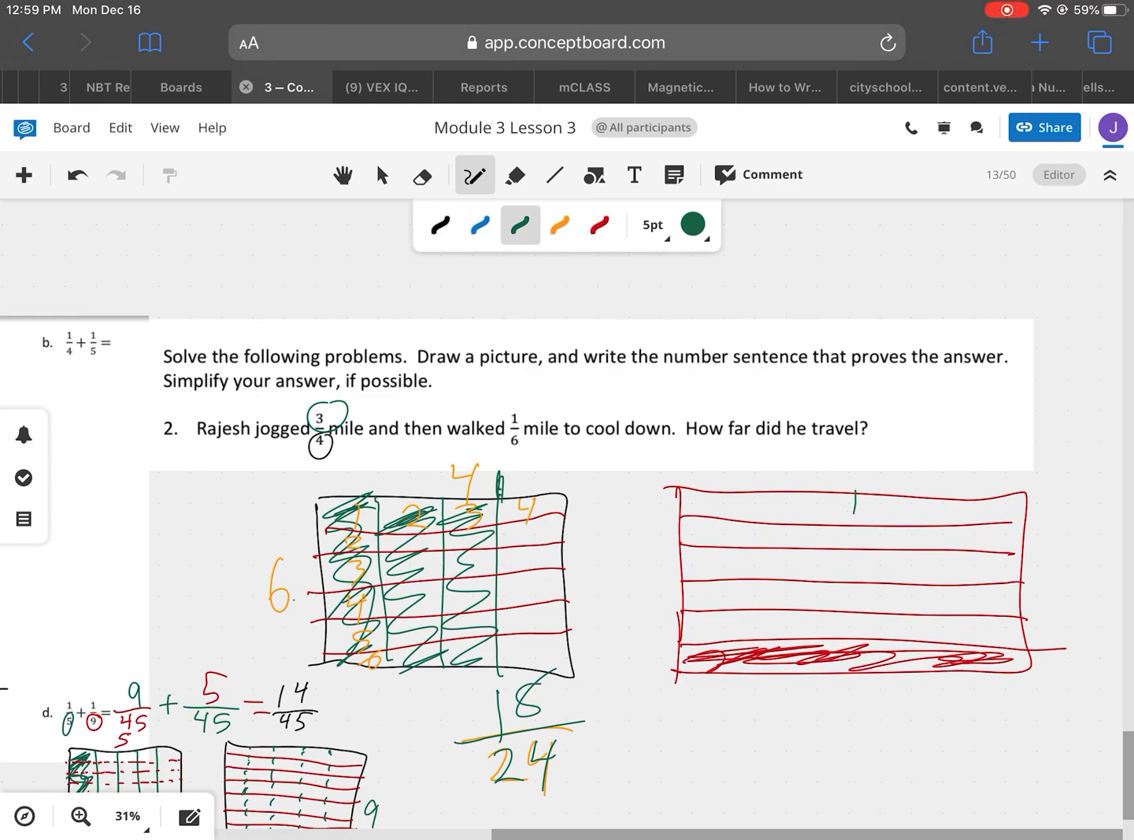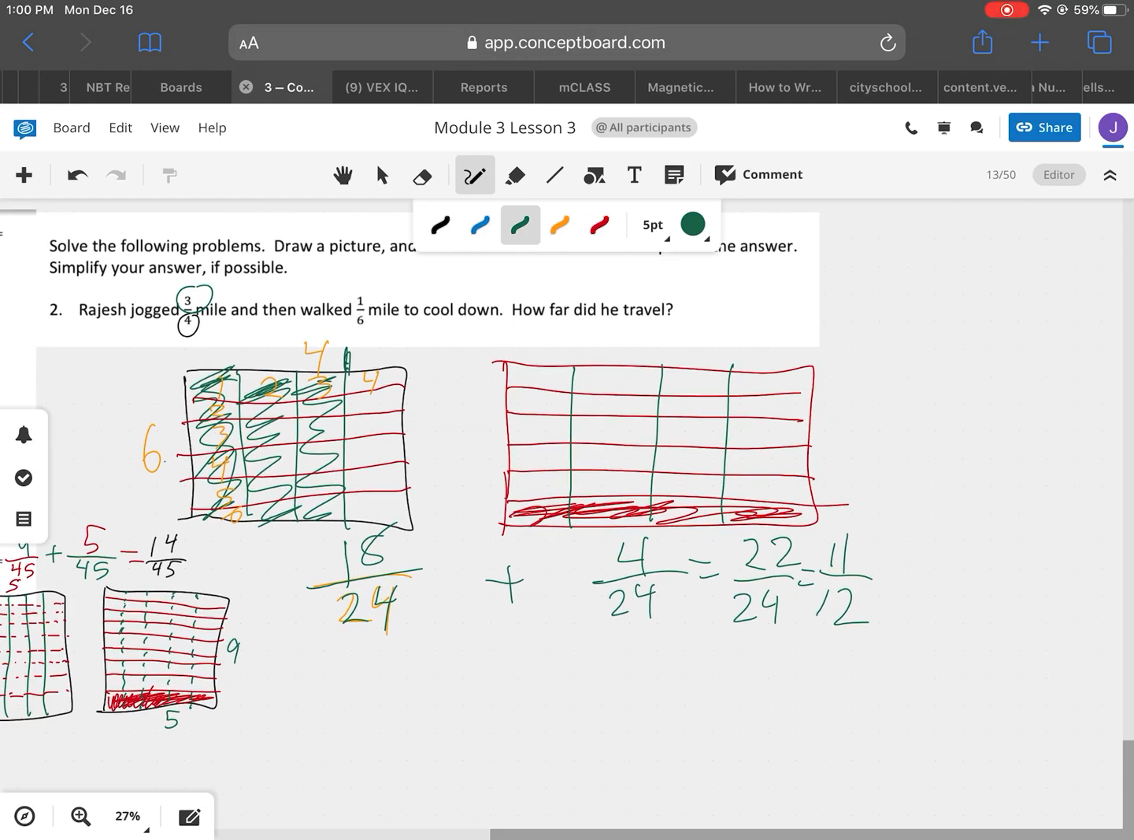Okay, and now I'm going to do the fourths on this one. And it's going to give me 4 24ths. I'm going to add them. And that's going to give me 22 24ths. So they almost went a mile, or 11 twelfths of a mile.